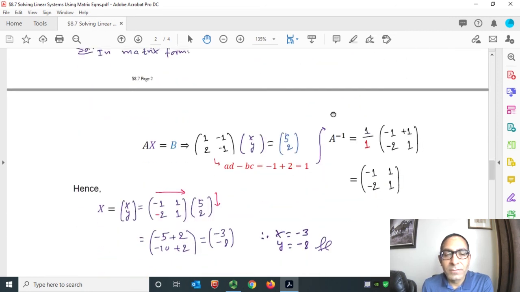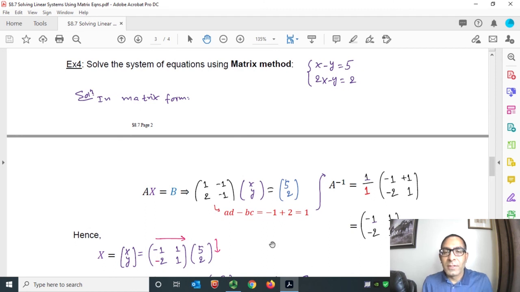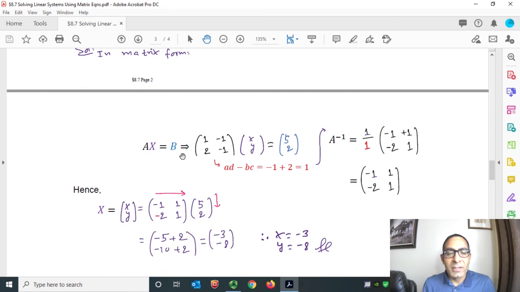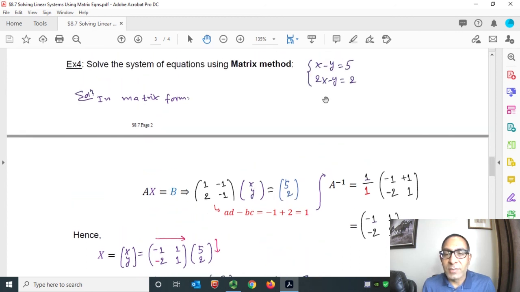Let me scroll down. That's better. So first, let's rewrite the system in matrix form. Here, the coefficient matrix is 1, minus 1, 2, minus 1. And the variable matrix X, with entries x, y, equals the constant matrix B, which is just the matrix of the right-hand side constants, 5, 2.